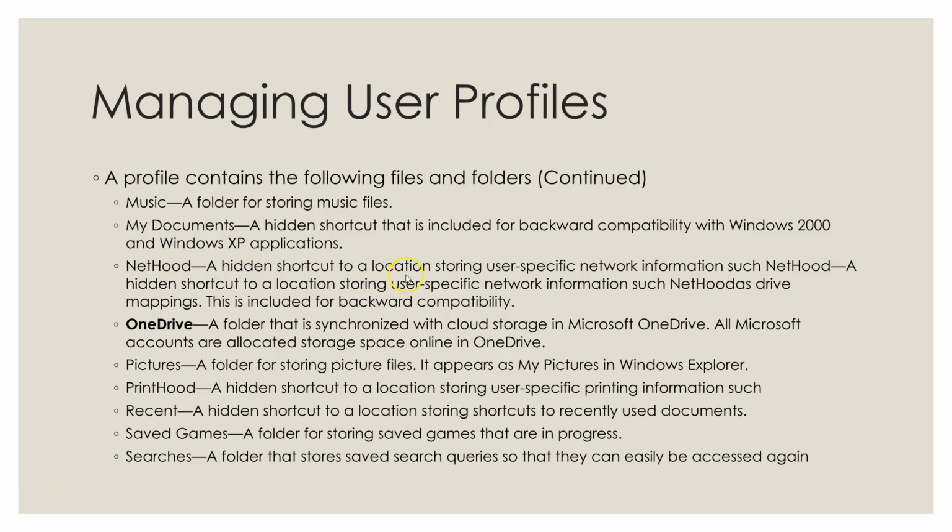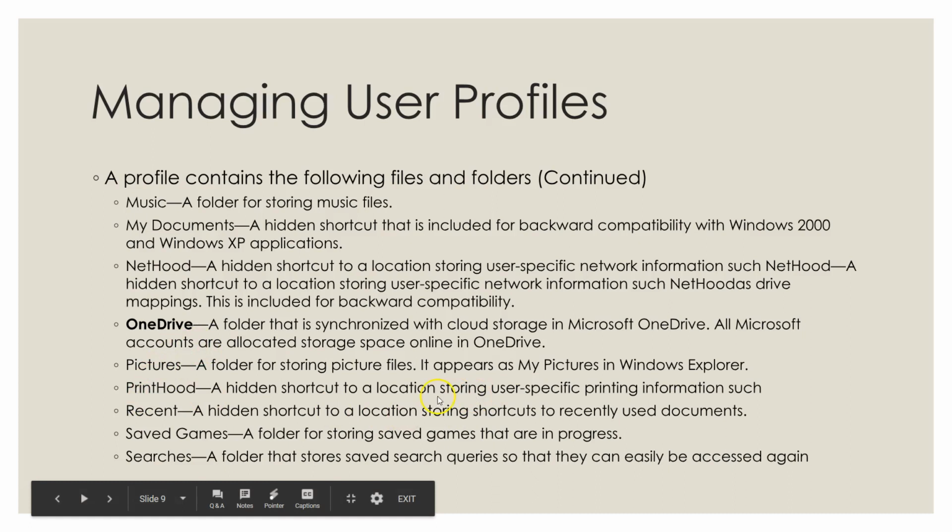NetHood, which is a hidden shortcut, which shows what we see on the network. We're going to talk about that later on in networking with Windows, where we have sharing. We have the OneDrive folder, which is a folder that's synchronized to cloud storage, Microsoft OneDrive. We have a Pictures folder. Again, it's just a folder that's meant to hold pictures. PrintHood is for printing information. Recent, Saved Games, which is for the game system, and Searches is a folder that saves search queries so that you can click on them again.